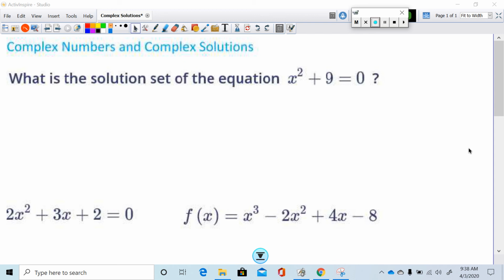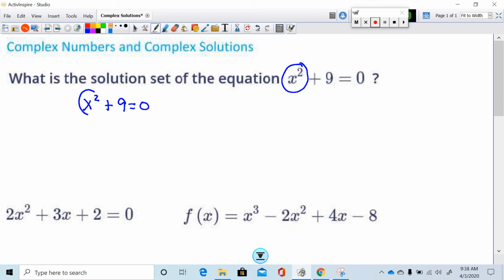Complex numbers and complex solutions. What is the solution set of x squared plus 9 equals 0? So the first thing, it's basically just asking you to solve it. So I need to get my x by itself. So let me come over here and write it down so I can work with it.